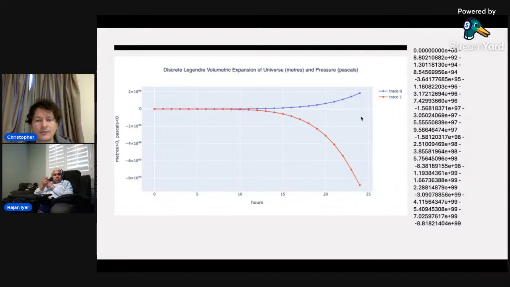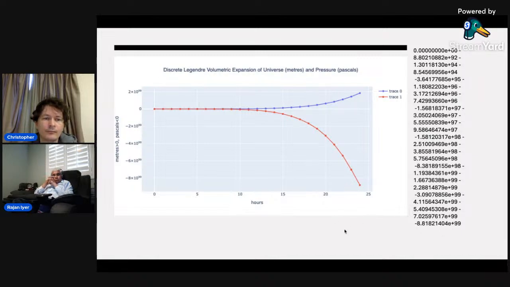Right. So first we did the surface area. Now we can do it with the volumetric expansion. We get similar values here. So minus 8.8 to the power of 10 to the 99th is the end result there.